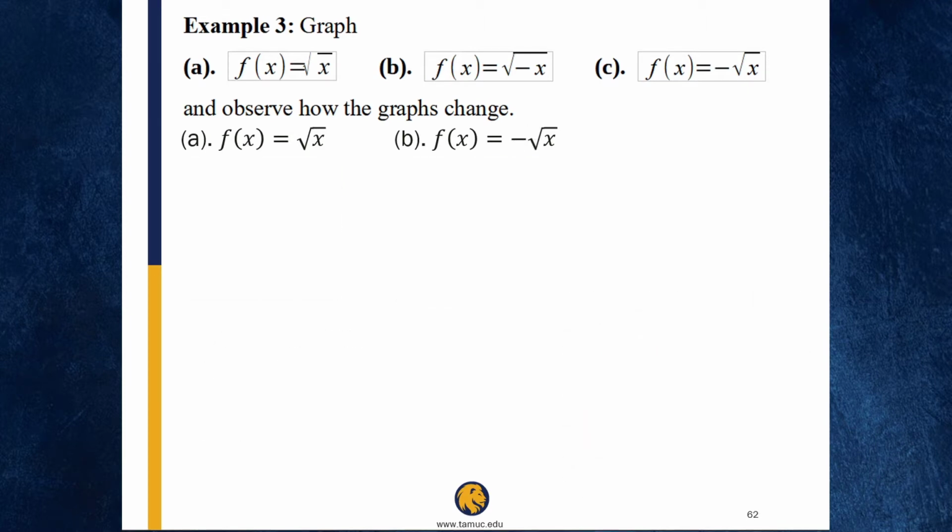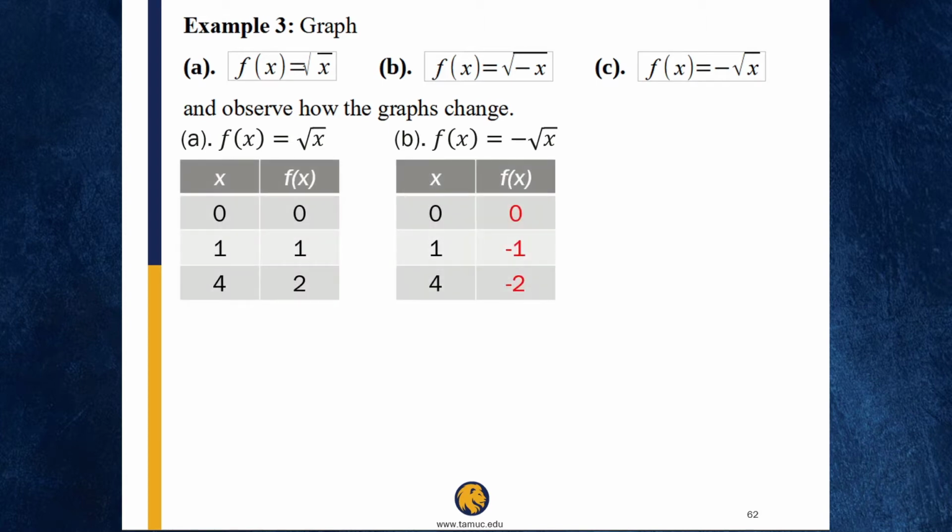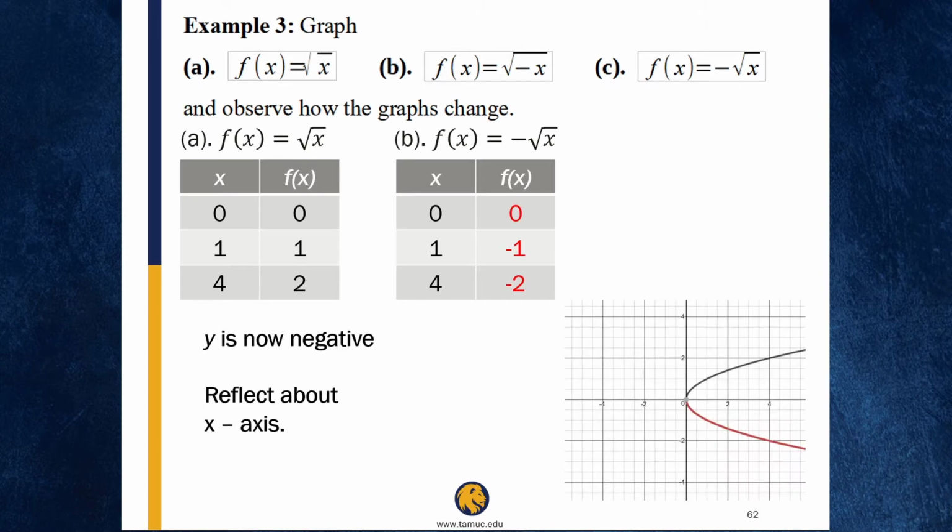If I put the negative on the outside of the square root, using the same values as before, now we'll notice how the y values will change to negative. That causes reflection about the x-axis. So from one side of the x-axis over around to the other side.